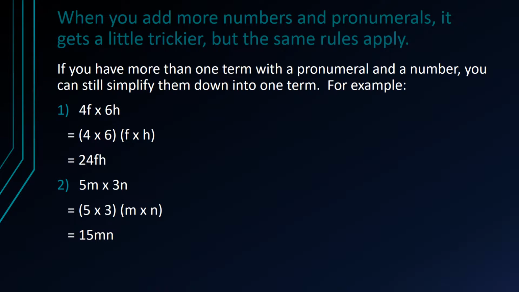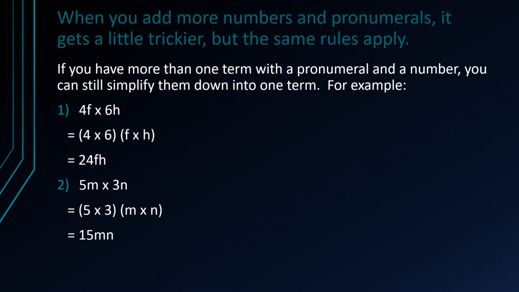When you add more numbers and pronumerals, it gets a little trickier, but the same rules apply. So if you have more than one term with a pronumeral and a number, you can still simplify them down into one term. For example, if you've got 4f times 6h, you can think of that as basically needing to multiply the 4 and the 6 with one another, and then also the f and the h with one another. So you end up with 4 times 6, which is 24, and f times h, which is fh. So your answer is going to be 24fh.